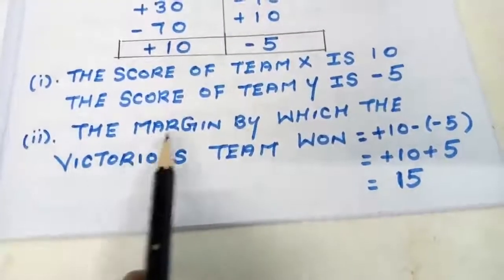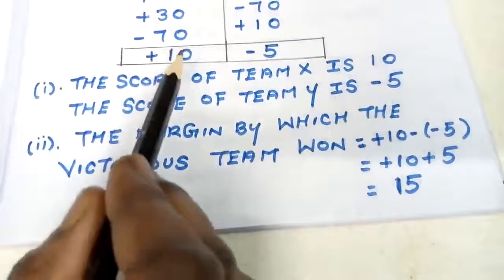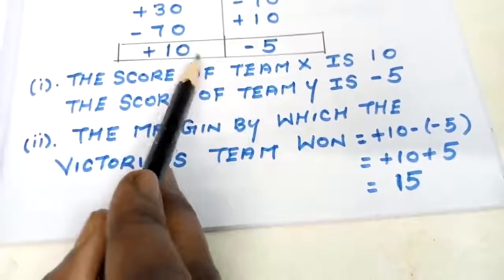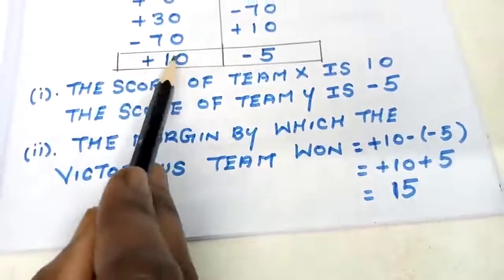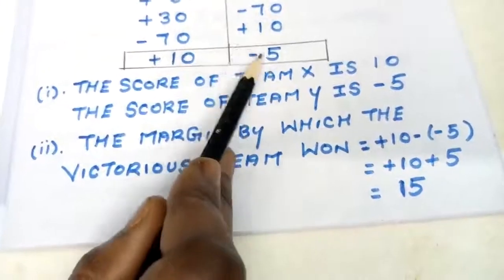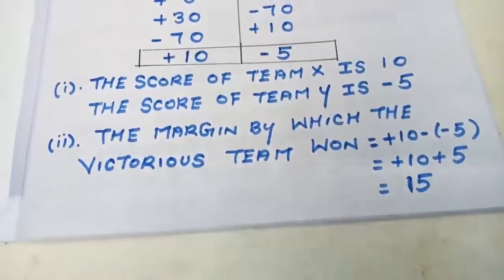They are asking you to find the margin by which the victorious team won. So margin means I am just going to calculate these two values. While you are calculating, team X is having more points. From 10 I am subtracting this value. Minus of minus 5, you will get the answer as plus 50.